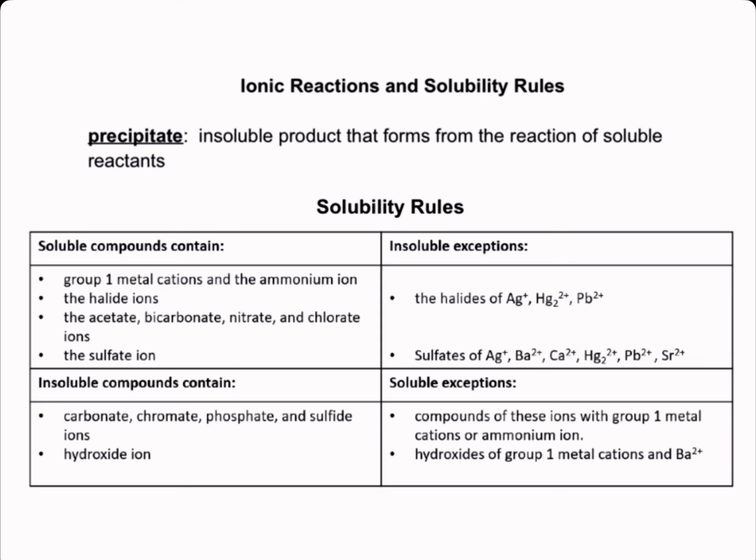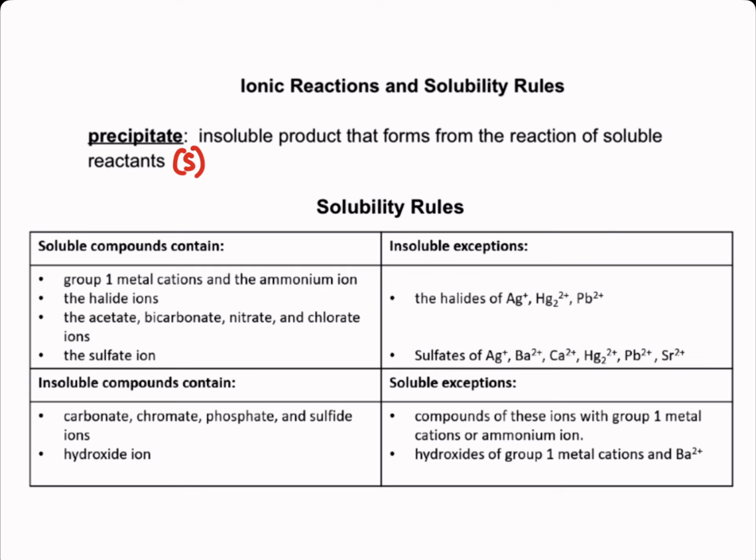We're going to talk about ionic reactions and how to use the solubility rules to predict the products of a precipitation reaction. A precipitate is an insoluble product that forms from the reaction of soluble reactants. We can identify a precipitate in a chemical equation because its phase would be a solid. It would have a little S next to it. We can use the solubility rules to predict these products.